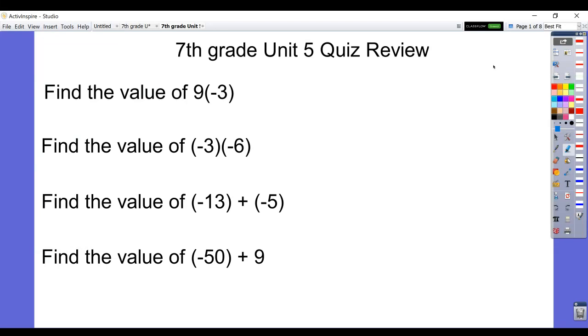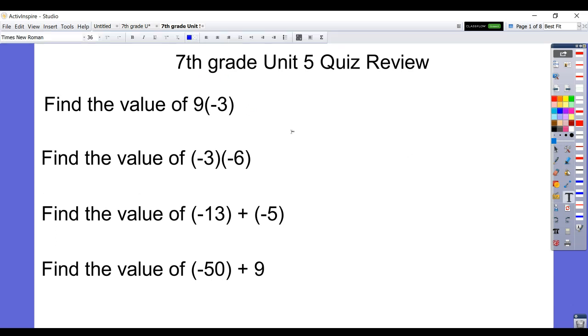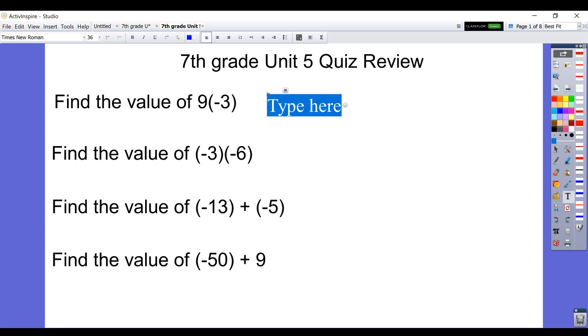This video is to help you review for the Unit 5 quiz. Remember, again, these will be the types of questions that you would see then on the quiz. So the first question has to do with multiplying integers. Find the value of 9 times -3. So positive 9 times a -3 is -27.